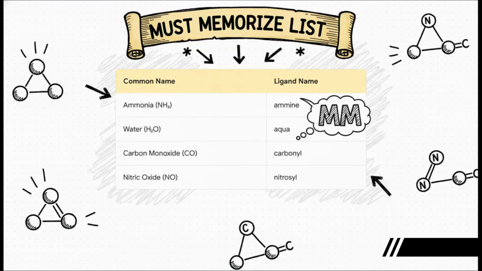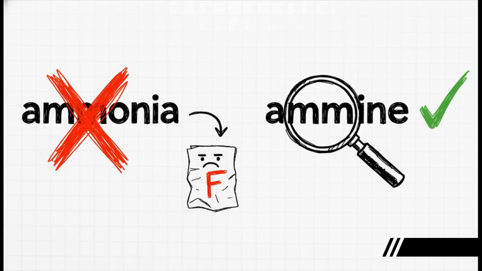Now, speaking of names, this list right here, it's non-negotiable. You have to burn these into your memory. They will not say ammonia in the correct answer. They will say amine. And look closely, amine has a double M. That tiny detail could be the difference between two options. I guarantee you one of the multiple choice options will say ammonia or water in the name. That is a freebie. It's a bait answer. You can cross it out immediately. Don't let that be you.